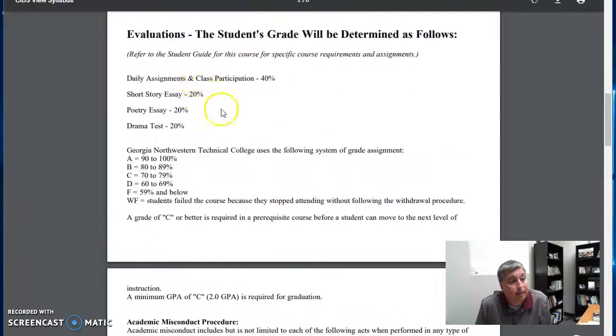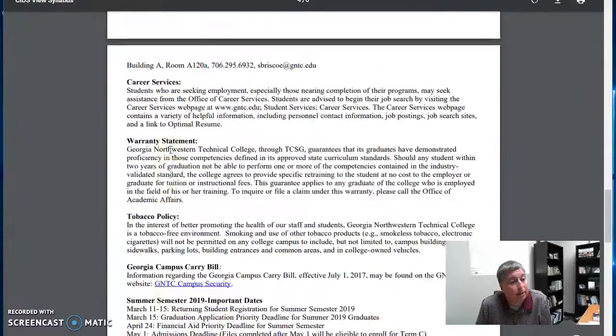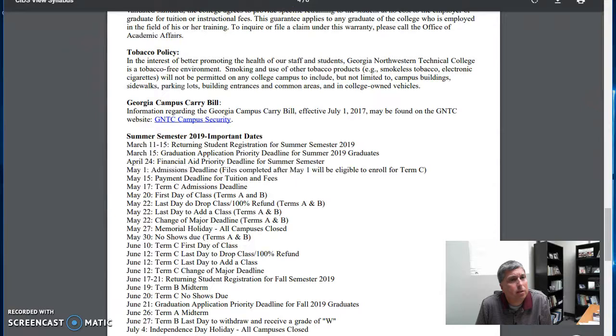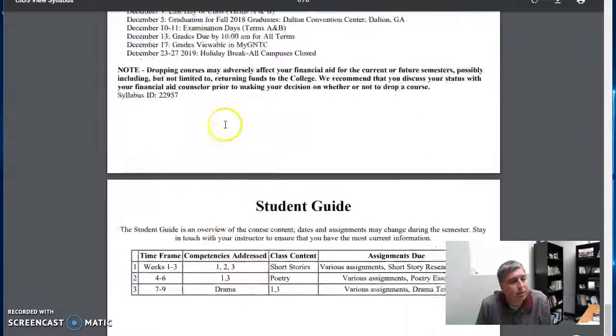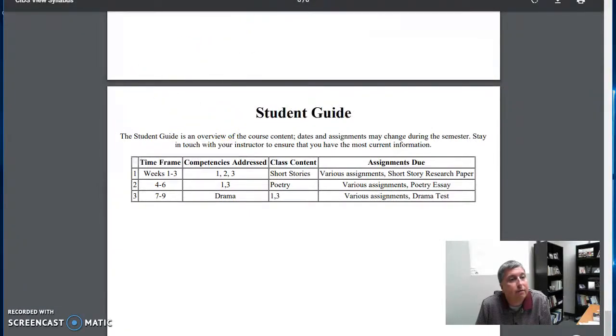Here's the way the grades break down. Daily work and class participation is 40%, and then the short story essay is 20, the poetry essay is 20, and the drama test is 20. So that's the way the grades break down this semester. And so the rest of this is just GNTC stuff.